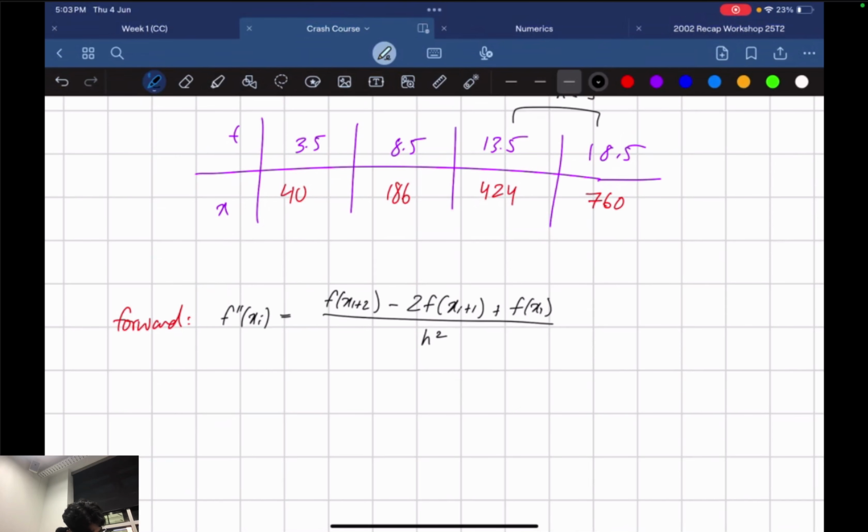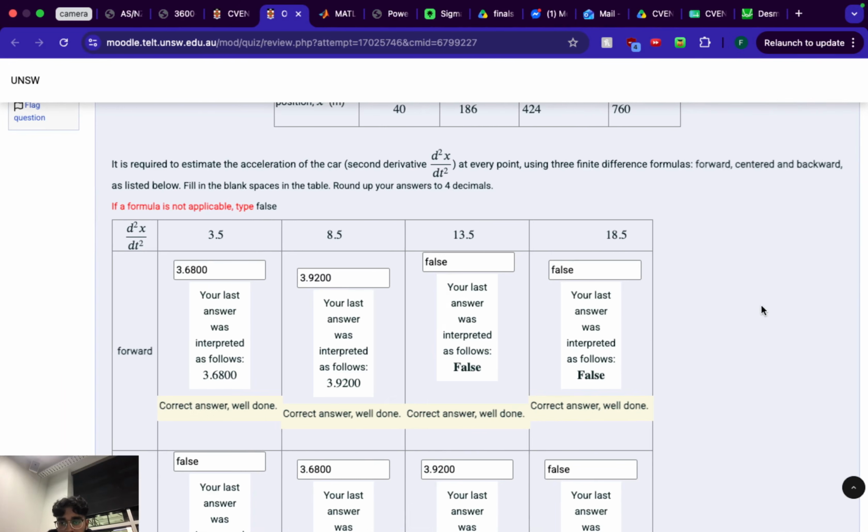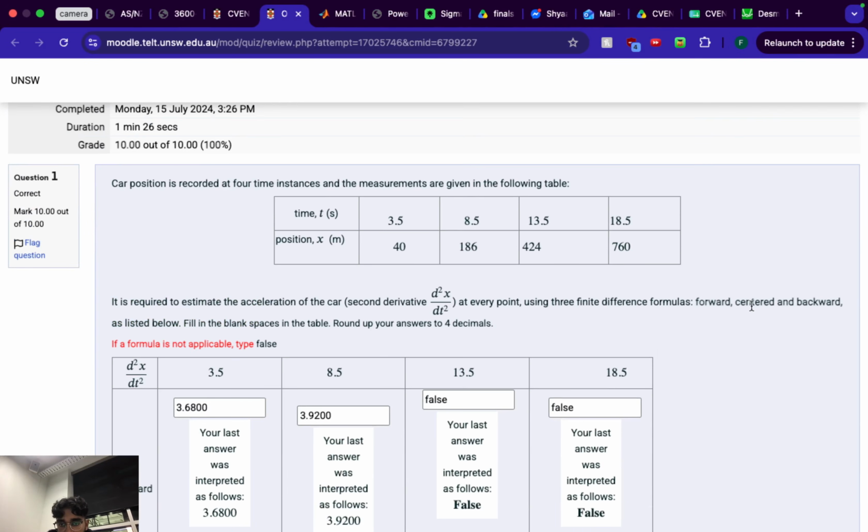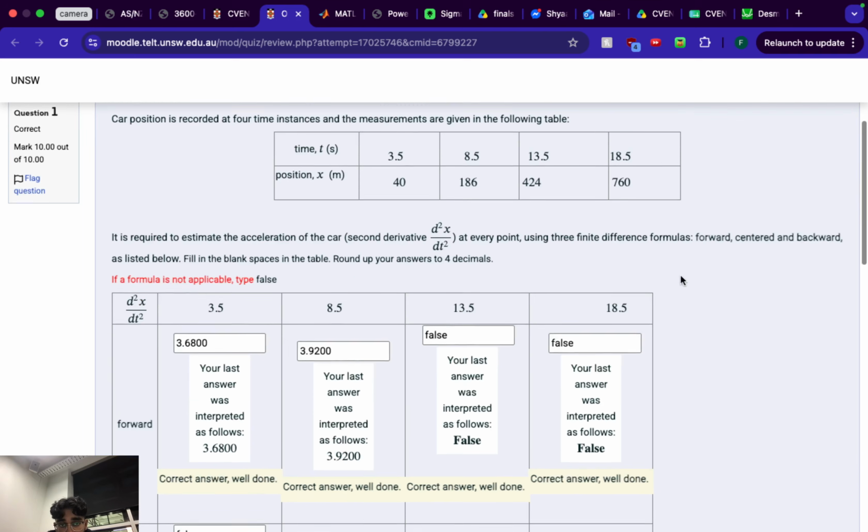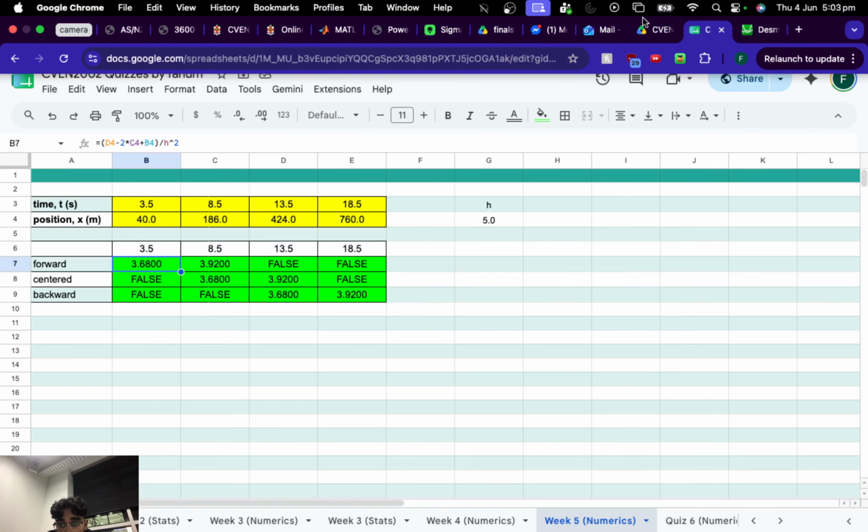So essentially, this over here is, what's f of xi? The second derivative at every point. These are 3 finite difference formulas to figure it out. Okay, cool. How do I do this?